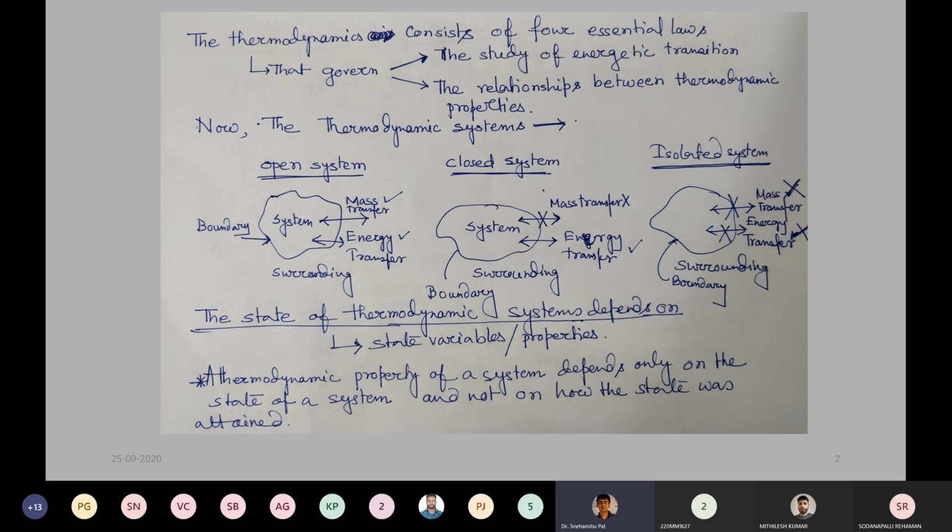So a property of a system only depends on the state of the system, not on how that state was attained. The uniqueness in the value of a property at a state introduces the name state function for a property. So what is the important thing? The uniqueness in the value of the property at a state introduces naming it a state function.